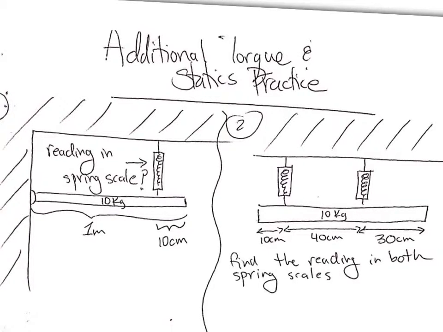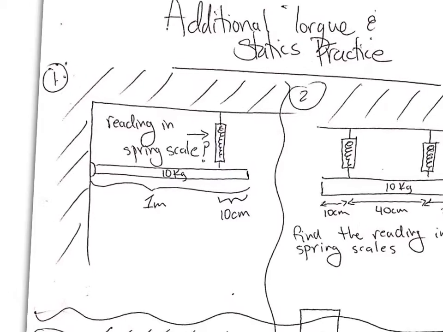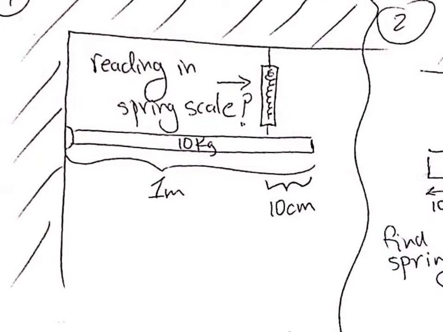So, number one, what's the reading in the spring scale? We have a situation with a beam, mass of 10 kilograms, length of 1 meter, with a spring scale attached 90 centimeters from the rotation point. So basically, we're going to equate the torques.